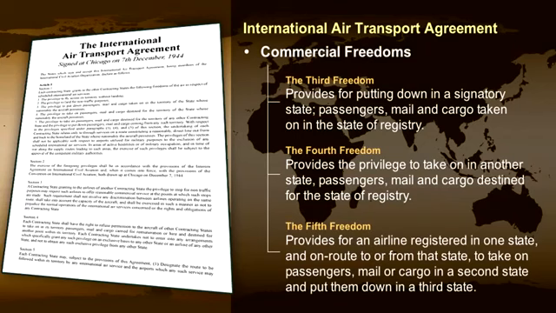The fifth freedom provides for an airline registered in one state and en route to or from that state to take on passengers, mail and cargo in a second state and put them down in a third state.